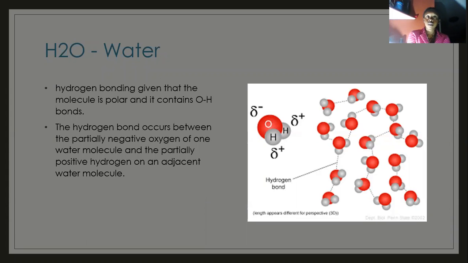Intermolecular interaction stems from the powers of attraction or repulsion, which act between adjoining particles, that is, molecules, atoms, or ions. These intermolecular interactions are feeble compared to intramolecular forces. For example, water. There's a hydrogen bond that takes place between water molecules. The hydrogen bond occurs between the partially negative oxygen of one water molecule and the partially positive hydrogen on another adjacent water molecule.